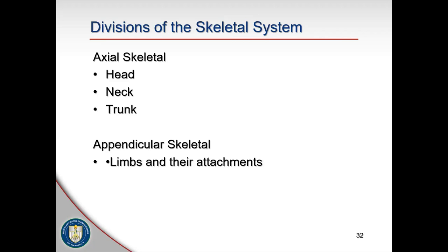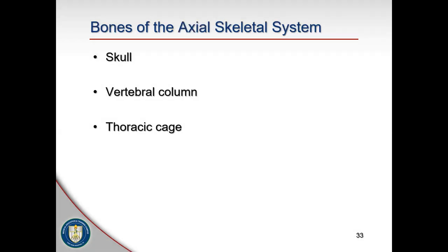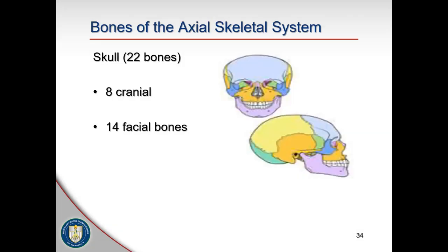Now, when we get into the axial skeleton, we say the head, neck, and trunk, right? So for the head, you have the skull. For the neck, you pretty much have the vertebral column that goes all the way down towards the thoracic cage. We'll talk about some of those things little by little. Within the skull, you have 22 bones. And all these bones, what type of bone formation would the skull bones be?